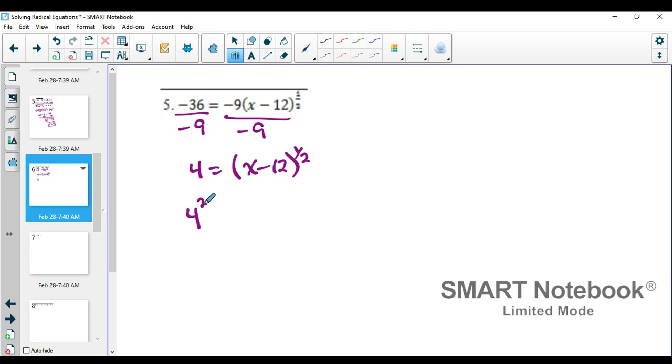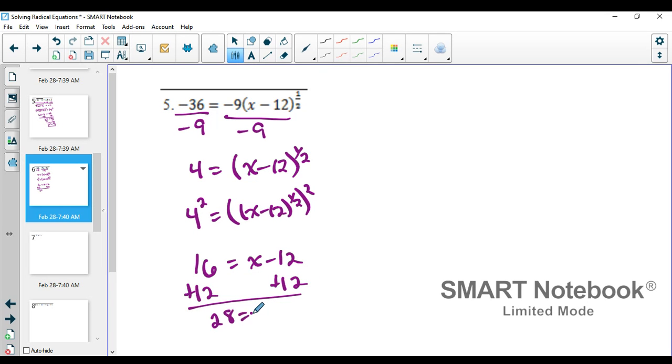So we're doing 4 squared equals x minus 12 to the 1/2 squared. Because what happens is the 1/2 and the 2 cancel. So we have 16 equals x minus 12. And then we just add 12 to both sides.